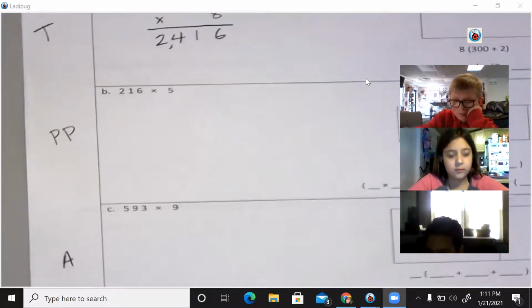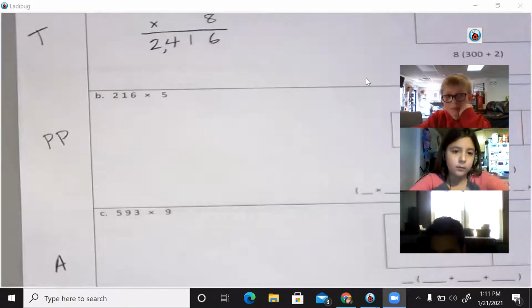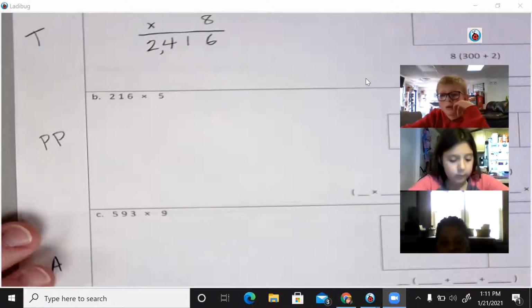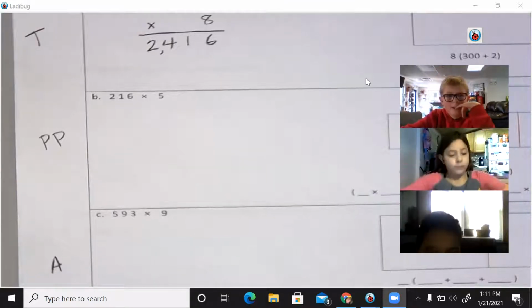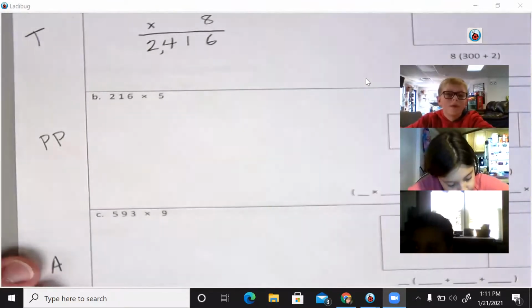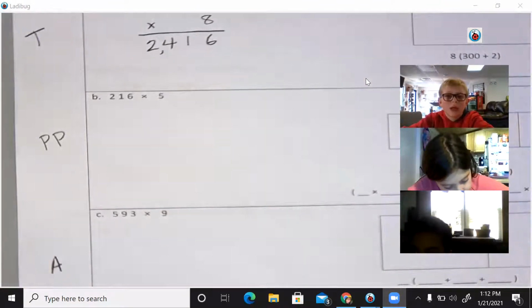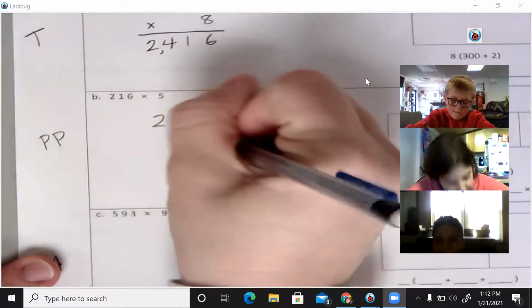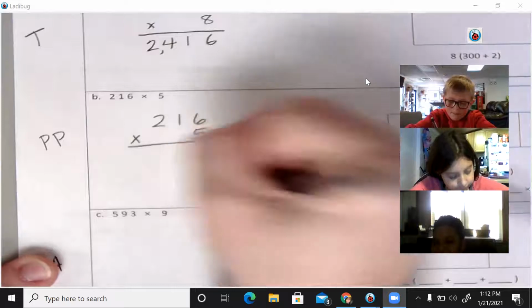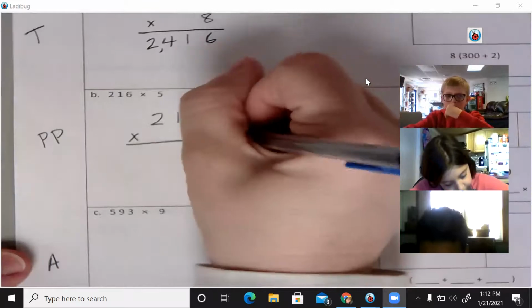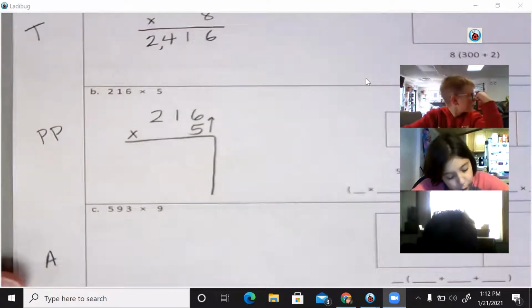Okay, let's go ahead and move on to letter B. Julian Pletcher, what method are we using for letter B? Partial products. So how do I get set up for partial products? You do 216 times 5, and then you put the work bar down. Okay, so I need to rewrite it going vertically. And then you said the magic word, work bar. Carson, after I have my work bar down, how do I start multiplying using partial products?